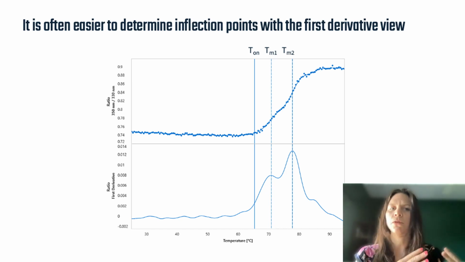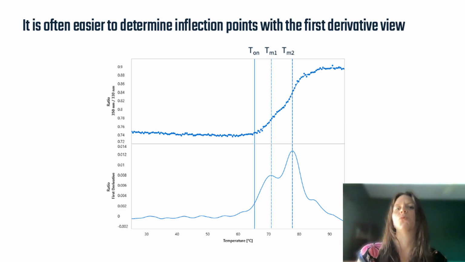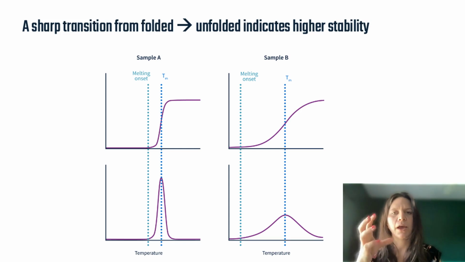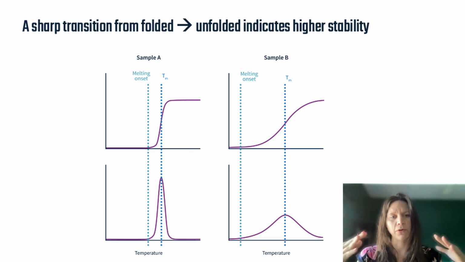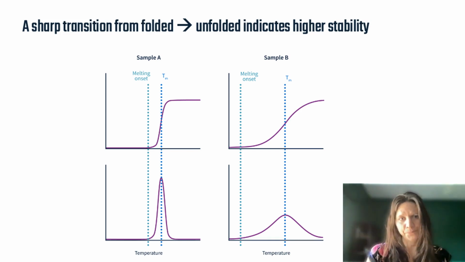So, like I said, not only do you find the TM, but you can also find the T onset, or onset of melting. The sharpness of the transition is another indicator of stability. A sharper transition from folded to unfolded is a more stable protein compared to one that starts unfolding slowly at a lower temperature. You can look directly at the slope at the inflection point or do a general estimate by looking at how close the T onset is to the TM. The closer in value they are, the sharper the transition. Again, this is reflected by a very sharp peak in the first derivative rather than that broader peak you see in sample B.